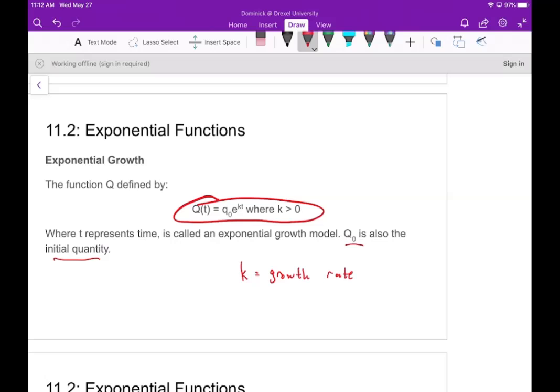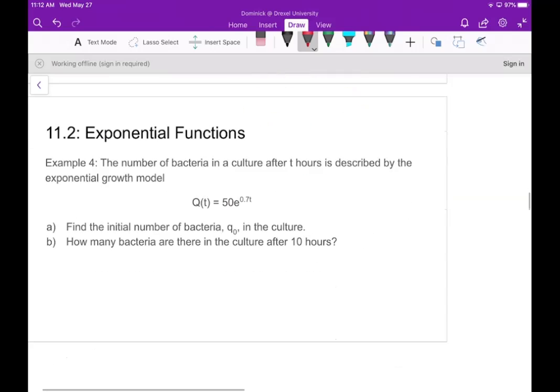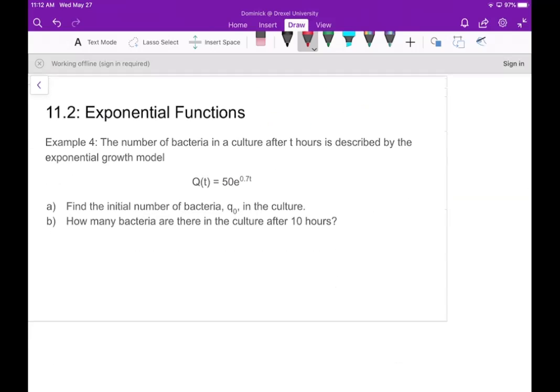Right, so let's go ahead and look at an example of that. So for example, we have that the number of bacteria in a culture after t hours is described by the exponential growth model, 50 times e to the 0.17t. Now for part A, we want to find Q0, find the initial number of bacteria.